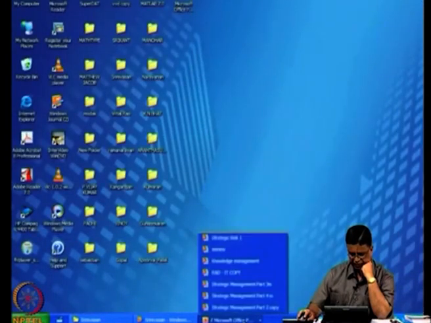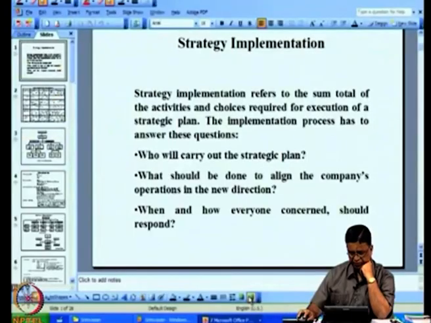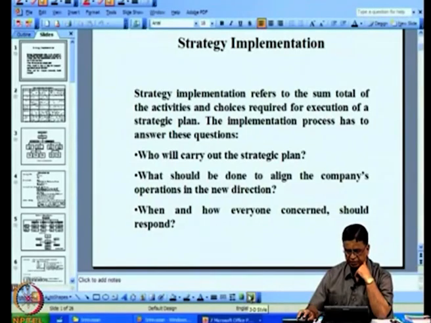Then we came to the strategic implementation side. When we looked at the strategic implementation side, we tried to sum it up by saying the implementation process has to answer these questions, that is, who will carry out the strategic plan, what should be done to align the company's operations in the new direction, and when and how everyone concerned should respond.